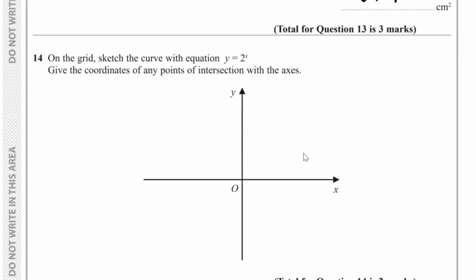Question number 14. On the grid, we have to sketch the curve with equation y equals 2 to the power of x. We have to give the coordinates of any point of intersection with the axis. Well, here is the graph of y equals 2 to the power of x. It intersects the axis here at 0, 1. When x is 0, y is equal to 1.